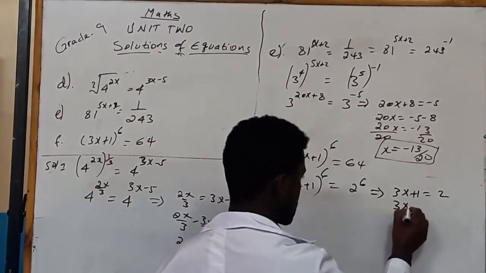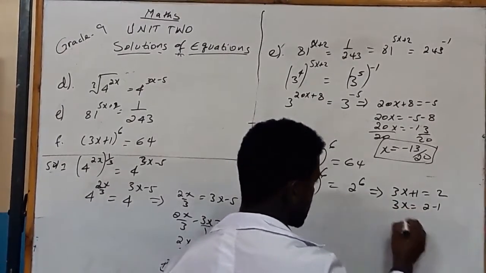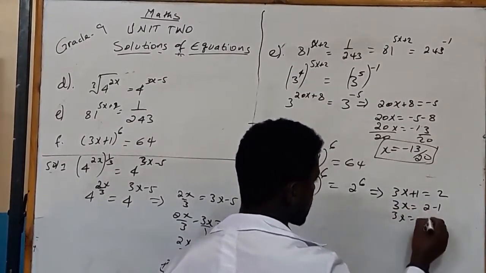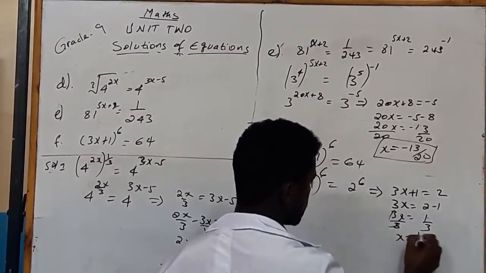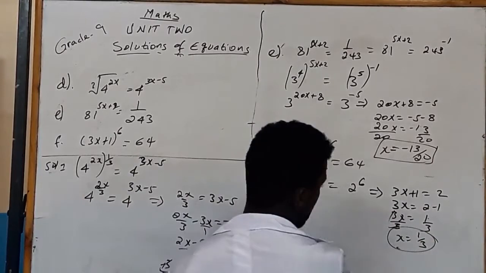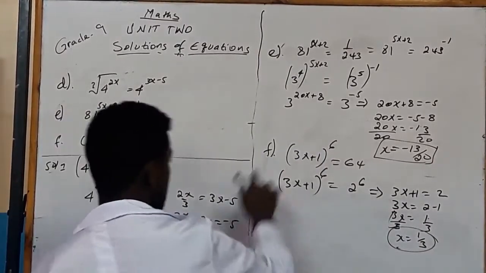So to solve this, 3x is equal to 2 minus 1, so 3x is equal to 1. Dividing both sides by 3, x is equal to 1 over 3. This is the value of x for F.